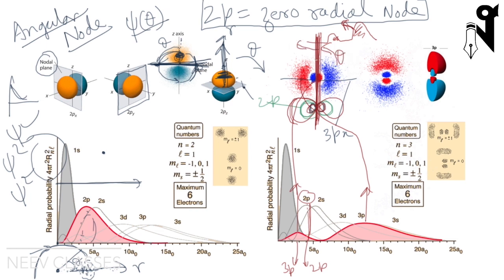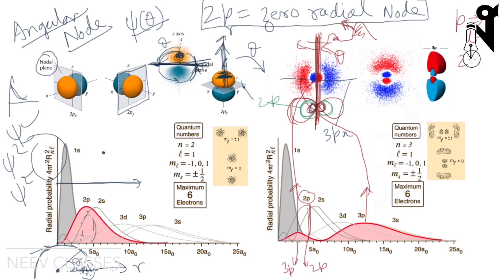So it has got how many angular nodes? Again, one angular node only. So 2p was also having one angular node, 3p is also having one angular node. What can you deduce from that? P means L is equal to 1.